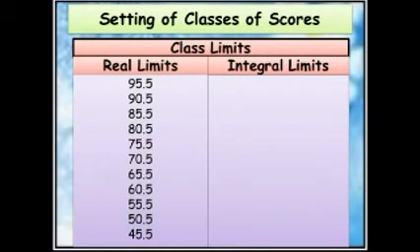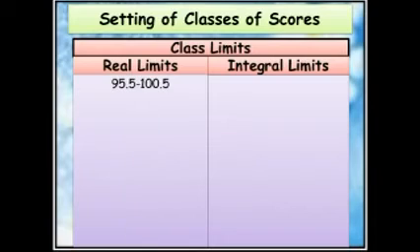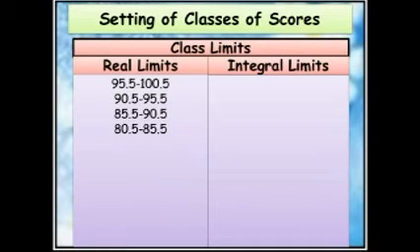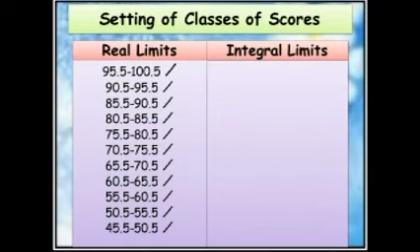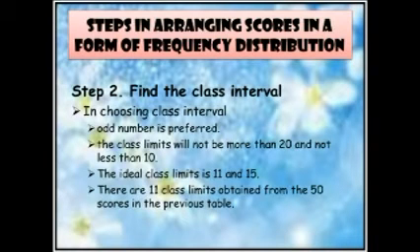Let's do the same process on the upper class limit. 100.5 minus 5 is 95.5. 95.5 minus 5 is 90.5. 90.5 minus 5 is 85.5, and so on. Let's count our real limits: 1, 2, 3, 4, 5, 6, 7, 8, 9, 10, and 11. These are the ideal class limits if we base it on the guidelines of step 2.